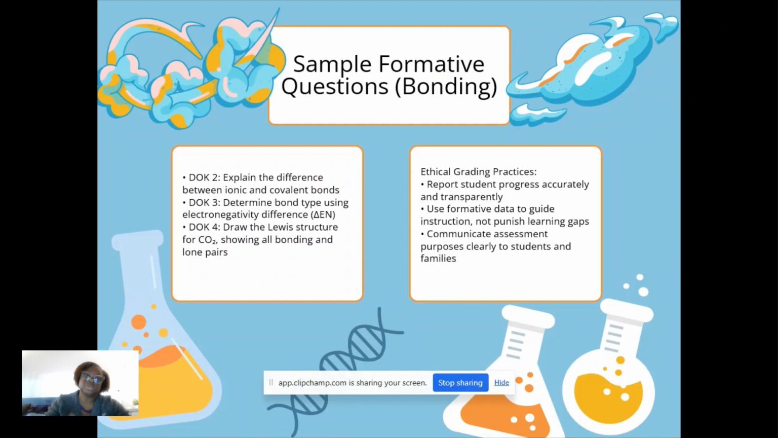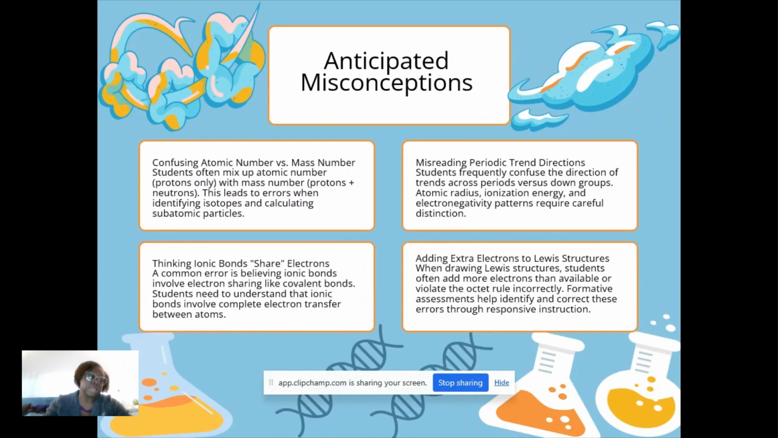So some anticipated misconceptions that we may run into with this unit is confusing atomic numbers with mass numbers. Of course, we know atomic numbers are protons only. Mass numbers are protons and neutrons. So we have to make sure that we control for this, because a lot of times this area is going to mess up the identifying of isotopes, and it's going to affect their calculating the subatomic particles.